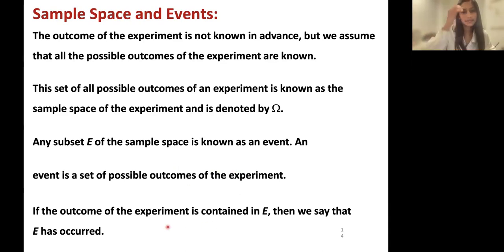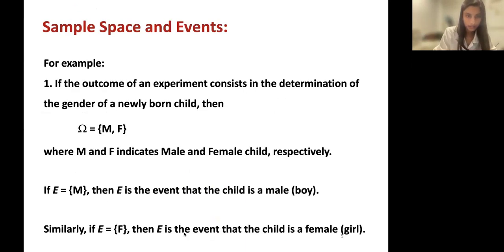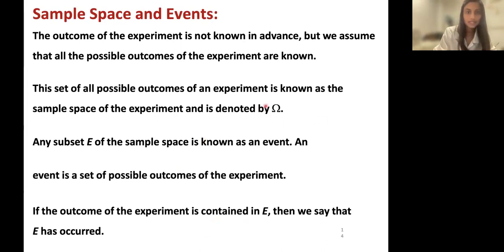If the outcome of the experiment is E, then we say that E, the event, has occurred. Sample space is denoted by capital omega. Event is denoted by E.